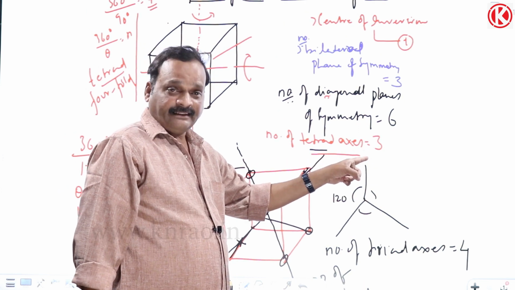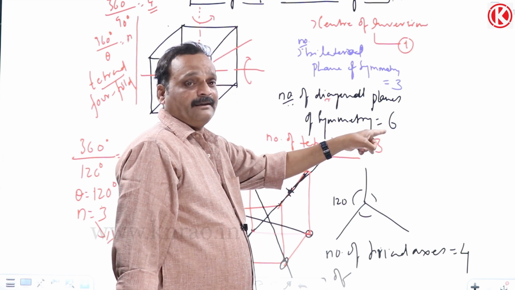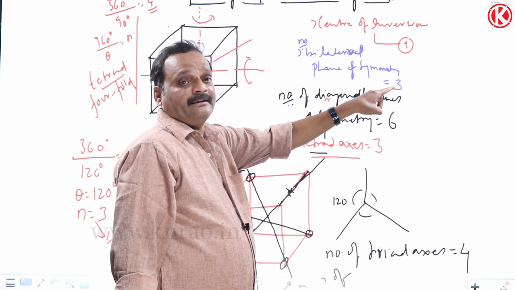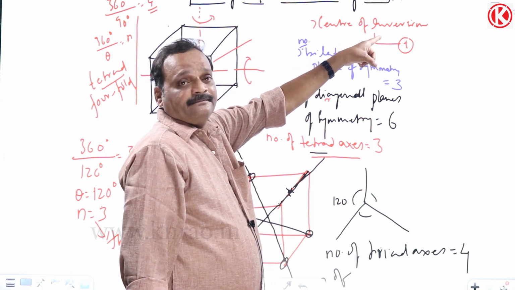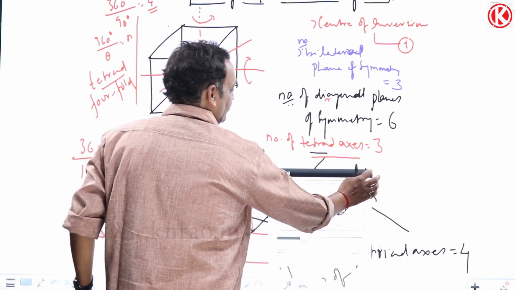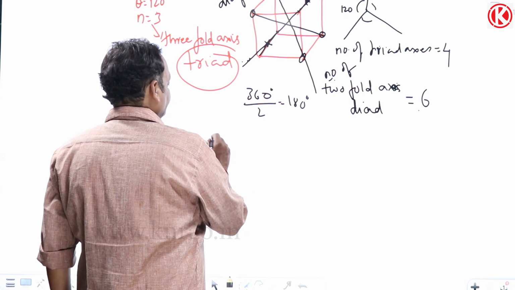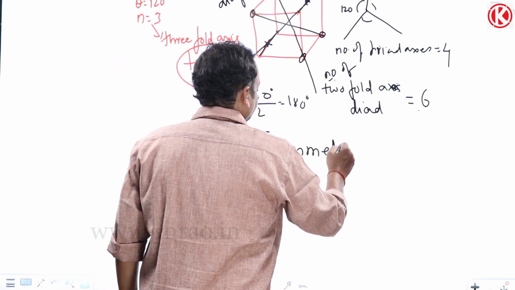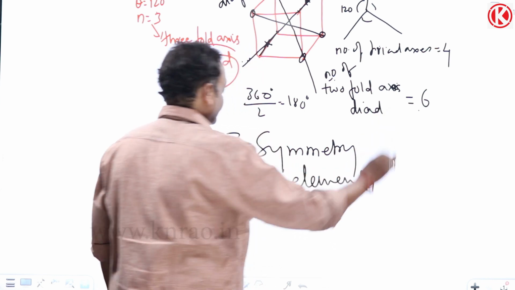10 plus 3, 13. Number of diagonal planes of symmetry, 6. 13 plus 6, how many? 19. Number of bilateral planes of symmetry are how many? 3. 19 plus 3, 22. And 1 center of inversion. So totally there are 23 symmetry elements present in the cube. Total symmetry elements present in the cube.